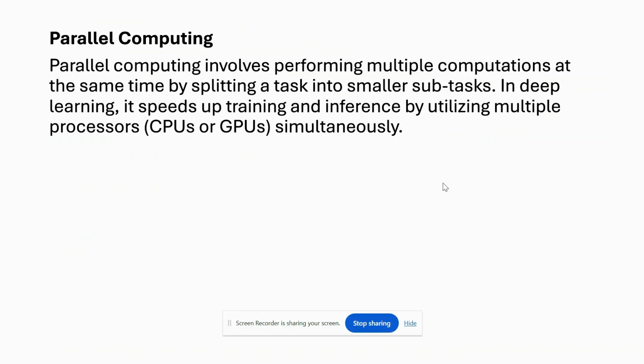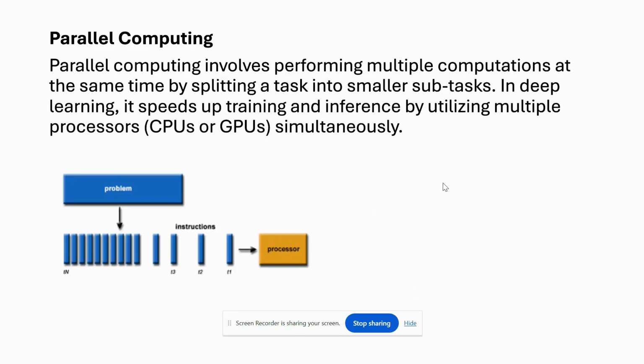Starting with parallel computing, what actually is it? Parallel computing takes a task and divides it into subtasks. When the problem is divided into subtasks, these subtasks are passed to the processor, and the processor starts executing them. It gives us the view that it is executing all the tasks at once, but behind the scenes it is executing a single task at a time. So it gives us a view that all the tasks are simultaneously executing.